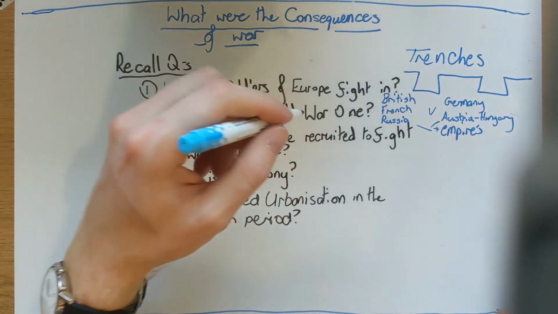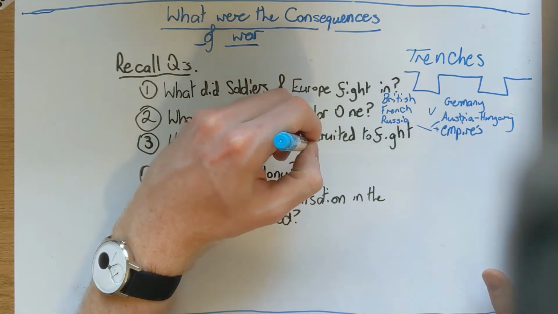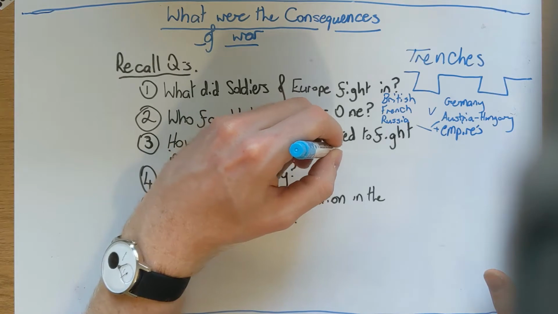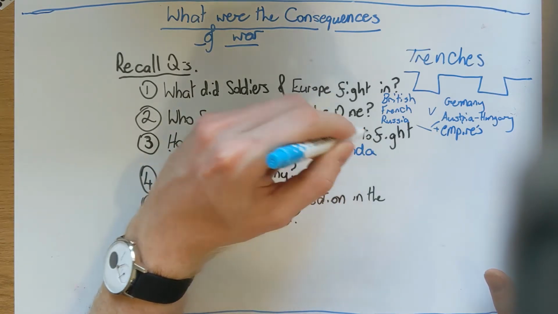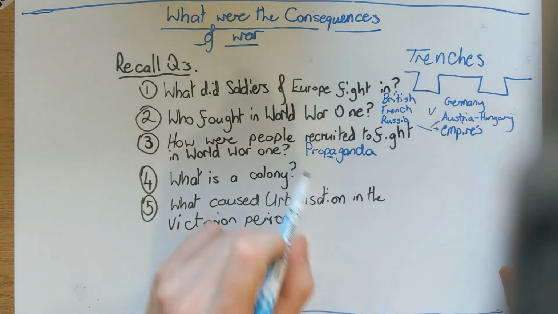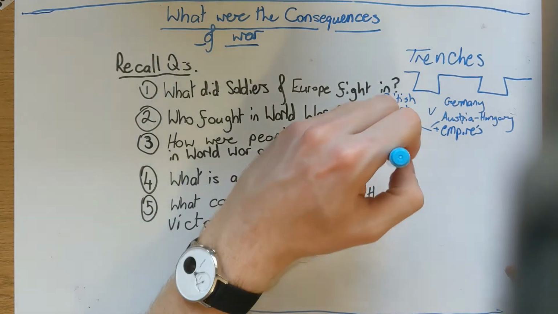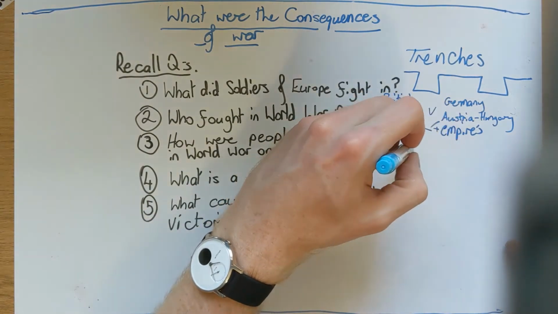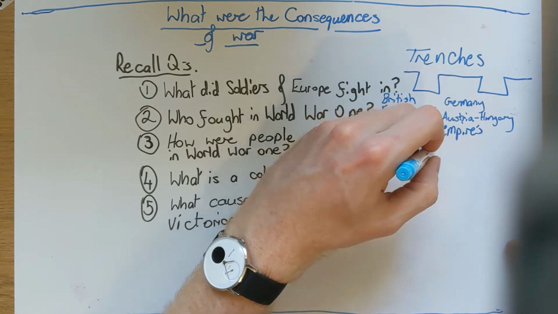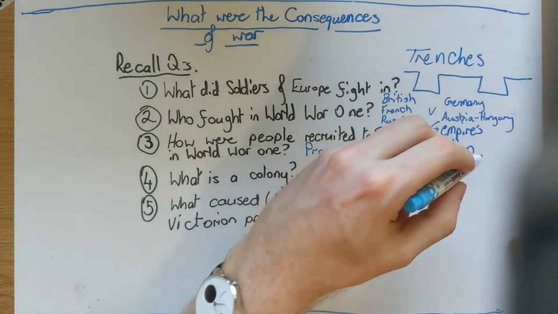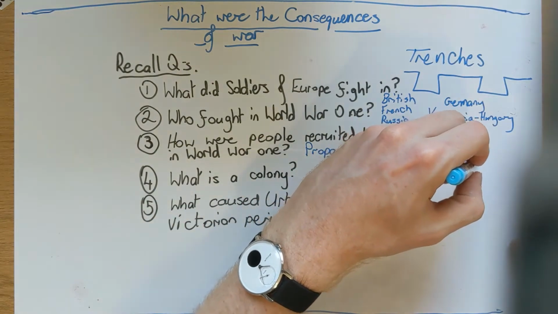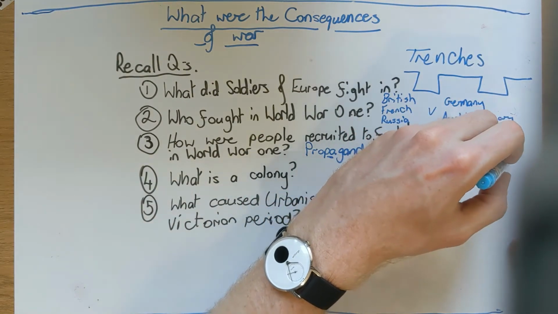How were people recruited to fight? Well, you had propaganda. Remember that A? Propaganda. And then you've got conscription. Okay, and then in terms of empire, you can also talk about they wanted money and status.